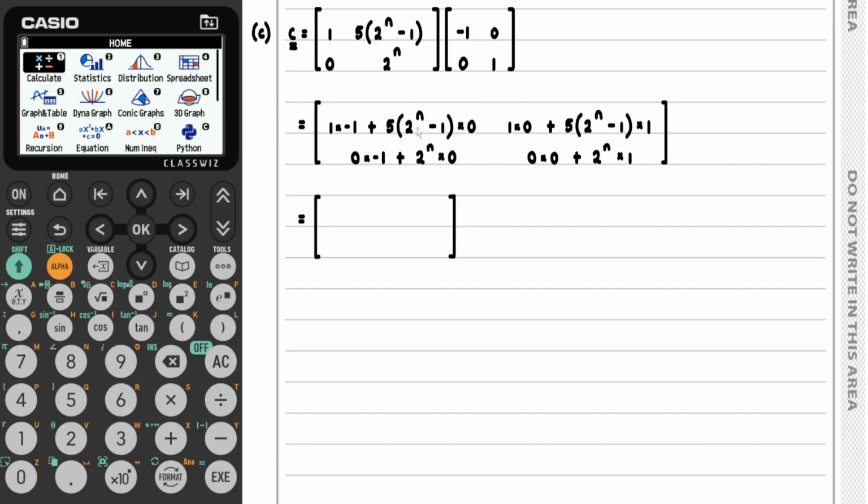So I've got negative 1. Here I've got 5 times 2 to the n subtract 1. Then I've got 0, and then I've got 2 to the n.